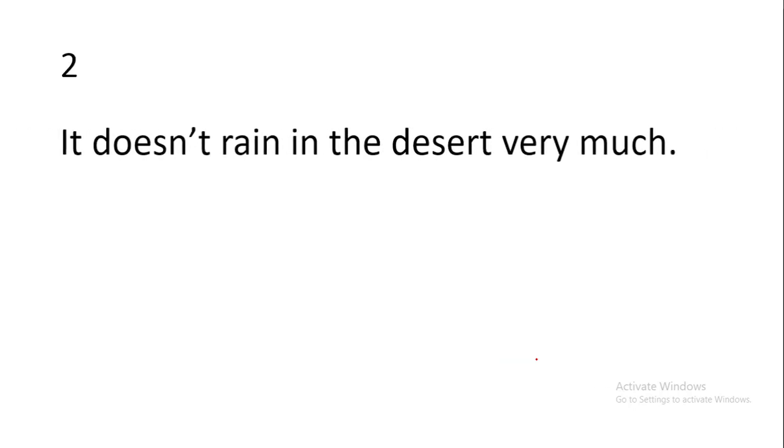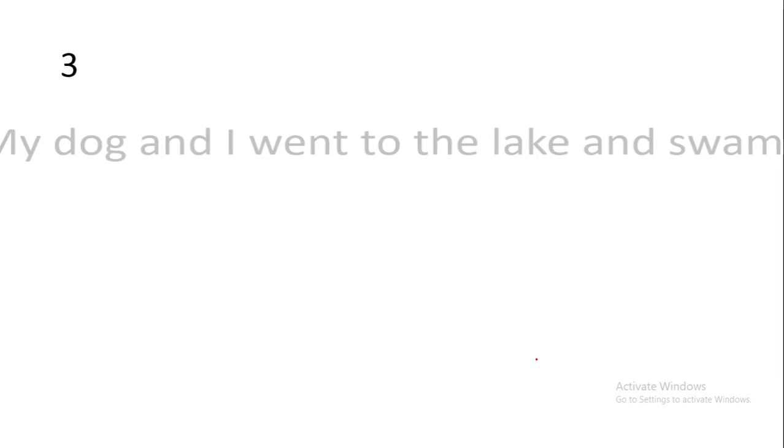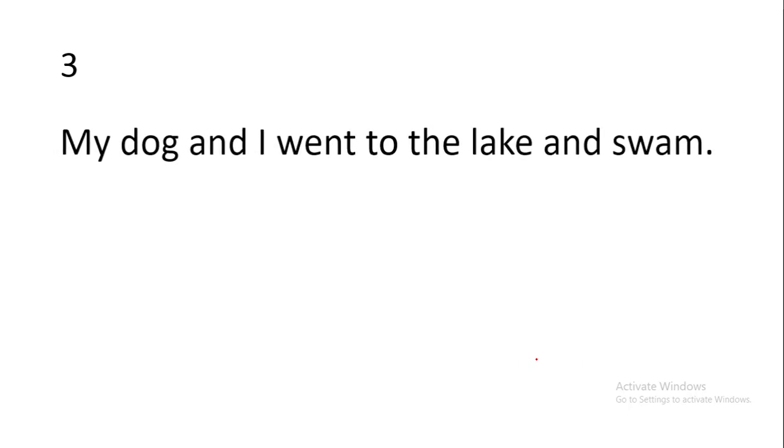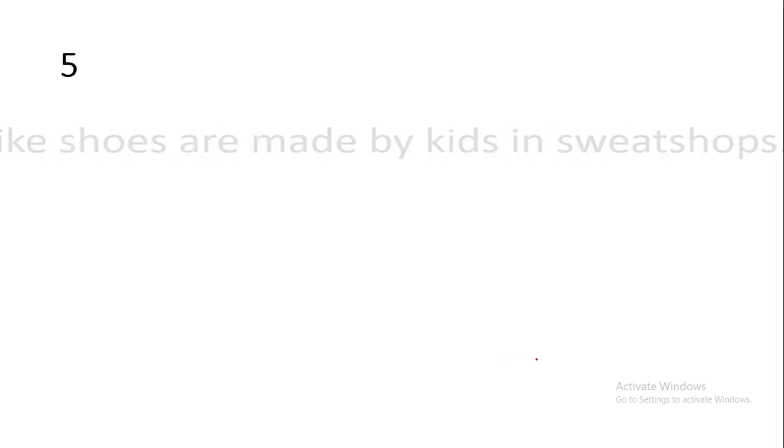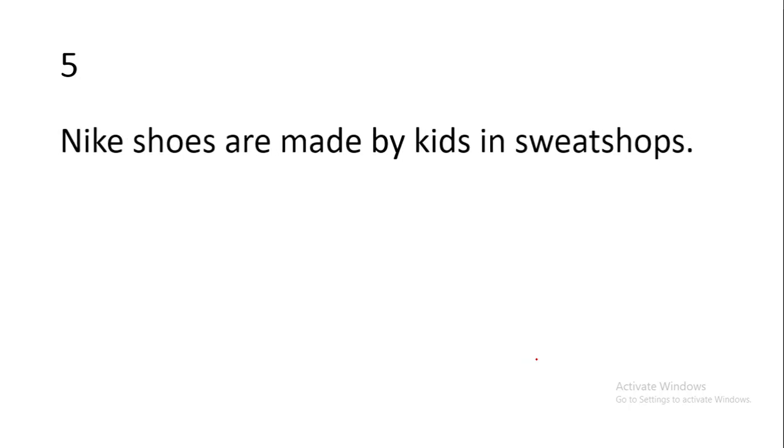It doesn't rain in the desert very much. That is the third sentence. My dog and I went to the lake and swam. Darren always picks Law in Tekken. And Nike shoes are made by kids in sweatshops. So these are the 5 sentences that I'm going to give you as a homework activity.